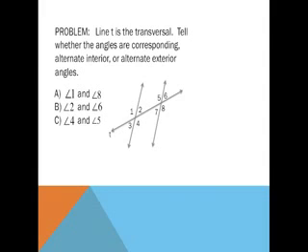It reads, line T is a transversal. Tell whether the angles are corresponding angles, alternate interior angles, or alternate exterior angles. First up we have A is angle 1 and angle 8, B is angle 2 and angle 6, and C is angle 4 and angle 5. Have fun working. You have 3 minutes to do this problem, and then we'll move on to the solution. If you need to pause the slide, make sure you do so now.